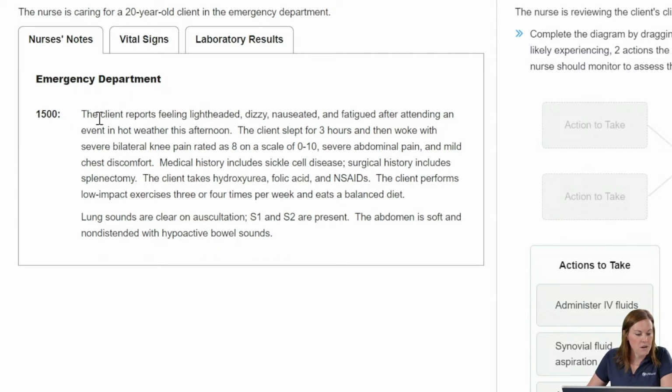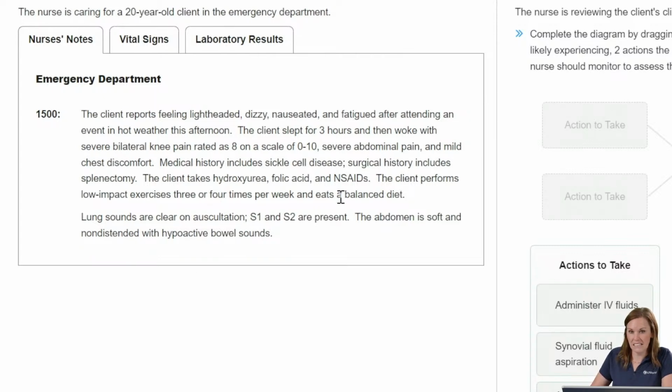All right, so we have the client reports feeling lightheaded, dizzy, nauseated, and fatigued after attending an event in hot weather this afternoon. The client slept for 3 hours and then woke with severe bilateral knee pain rated as 8 on a scale of 0 to 10. Severe abdominal pain and mild chest discomfort. Medical history includes sickle cell disease. Surgical history includes splenectomy. The client takes hydroxyurea, folic acid, and NSAIDs. The client performs low-impact exercises 3 or 4 times per week and eats a balanced diet. Lung sounds are clear, S1, S2 are present, abdomen is soft and non-distended with hypoactive bowel sounds.